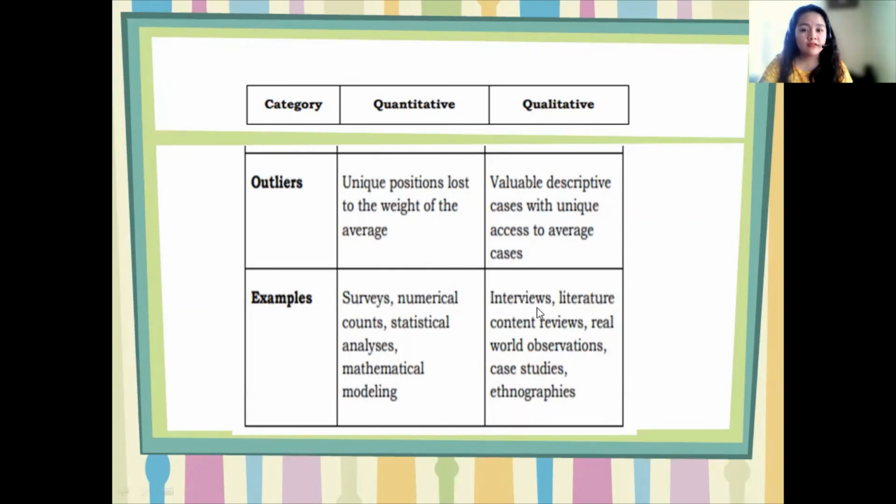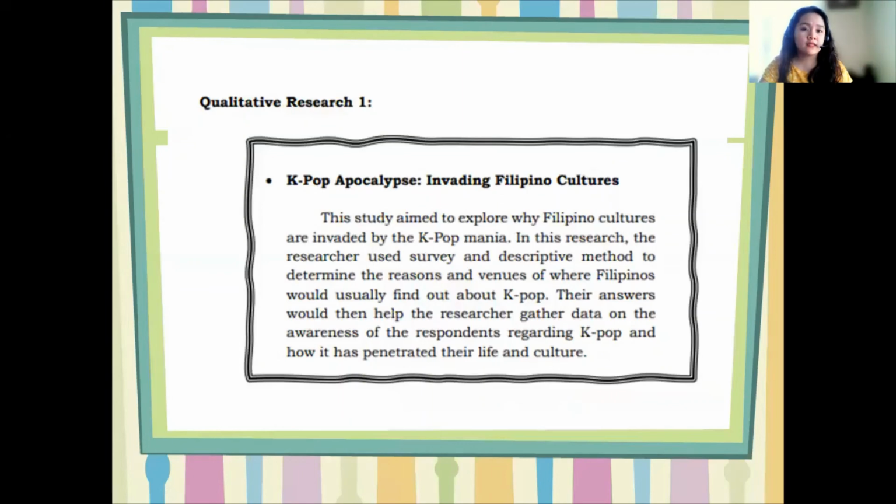So, in qualitative research, interview, kakausapin mo. Literature content review, magbabasa ka ng maraming studies and i-analyze mo yung interpretation ng bawat studies, and you're going to make a summarized research about it. That is literature content review. Real-world observation. So, sa news, ganun. Case studies and ethnographics. So, I have examples here.